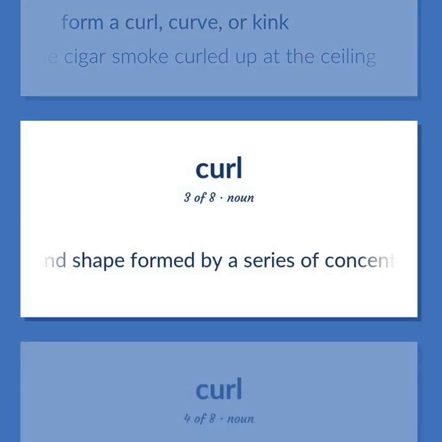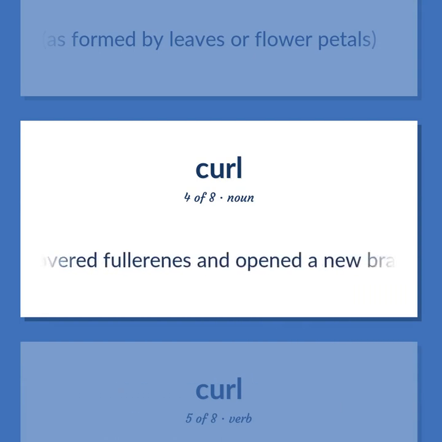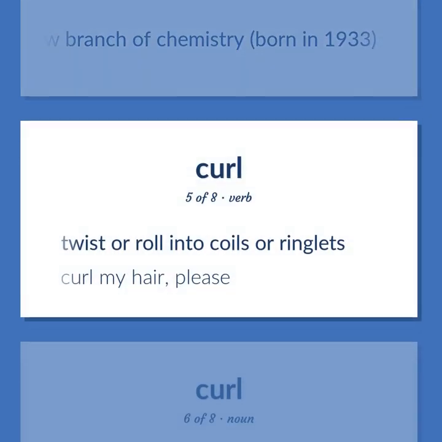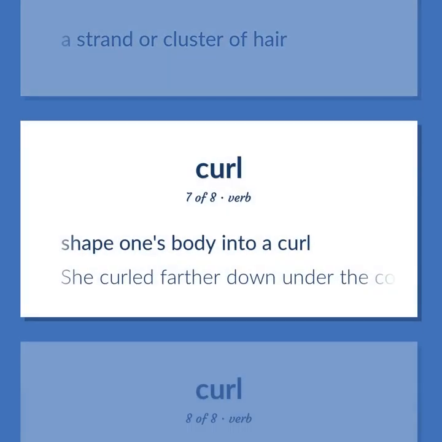A round shape formed by a series of concentric circles, as formed by leaves or flower petals. American chemist who with Richard Smalley and Harold Kroto discovered fullerenes and opened a new branch of chemistry, born in 1933. Twist or roll into coils or ringlets. Curl my hair, please. A strand or cluster of hair. Shape one's body into a curl. She curled farther down under the covers.